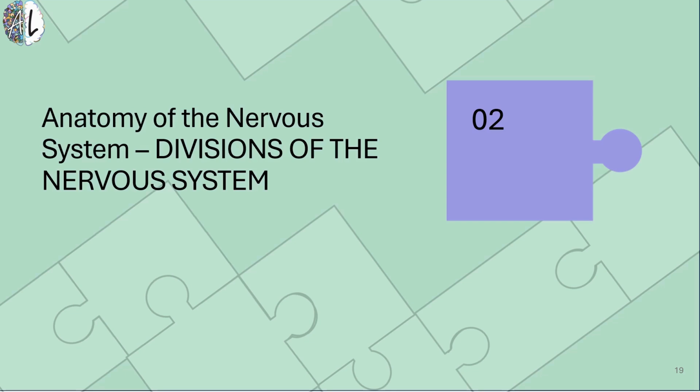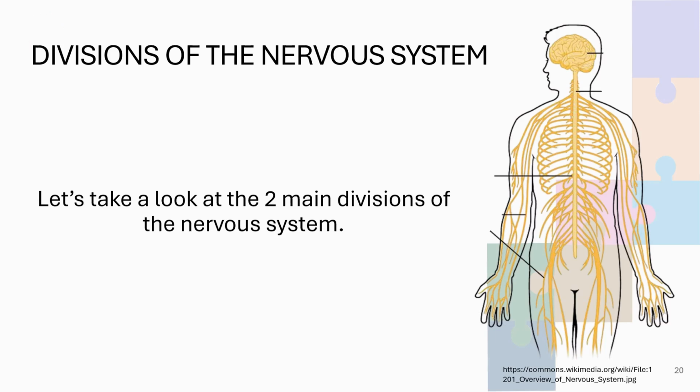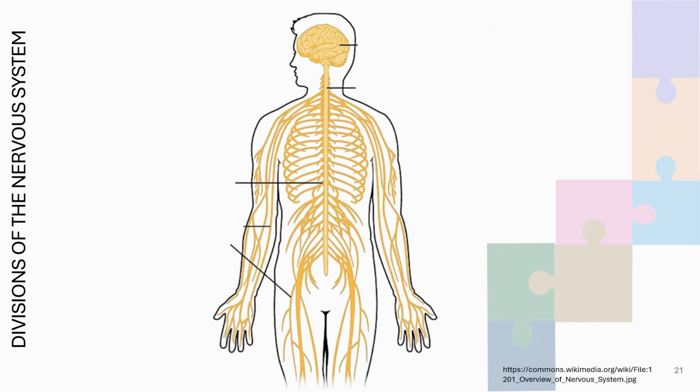Next up, we are going to talk about the major divisions of the nervous system. I'm going to present a chart for you towards the end of this section, but let's first look at the two main divisions of the nervous system. First up, I'm actually going to present an abbreviation for you. That is the CNS, and that stands for the central nervous system.